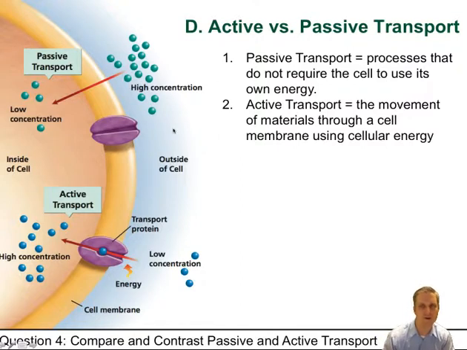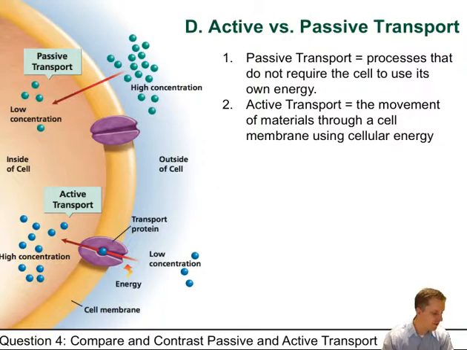In active transport, you have the movement of materials through a cell membrane using cellular energy. We see this down below. This would happen in a situation where I've got a high concentration of a particular substance, but I need more. It's not naturally going to go across the barrier, so there's a transfer protein in the cell membrane that grabs and pulls. It takes energy to grab that particular item and bring it into the cell. That's an example of active transport. So active transport needs energy to move things into a cell. Passive transport needs no energy to do that.